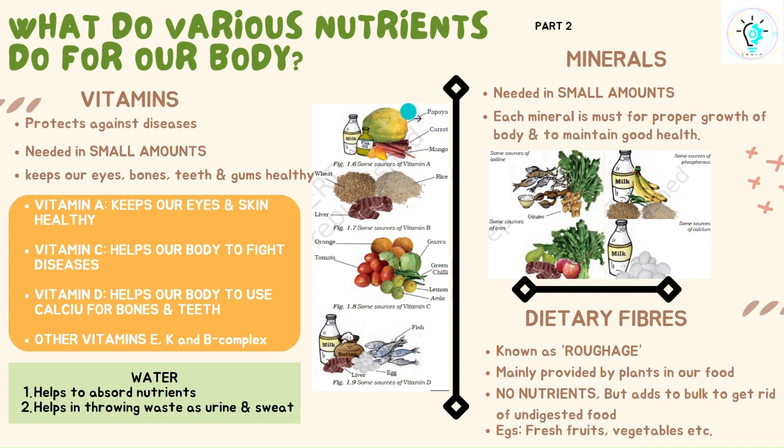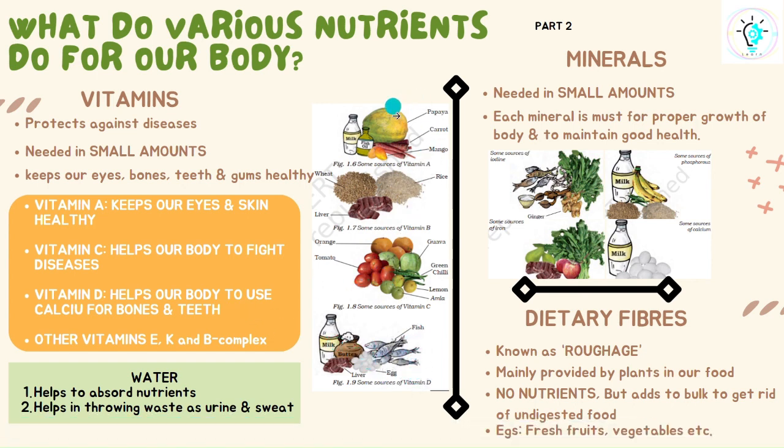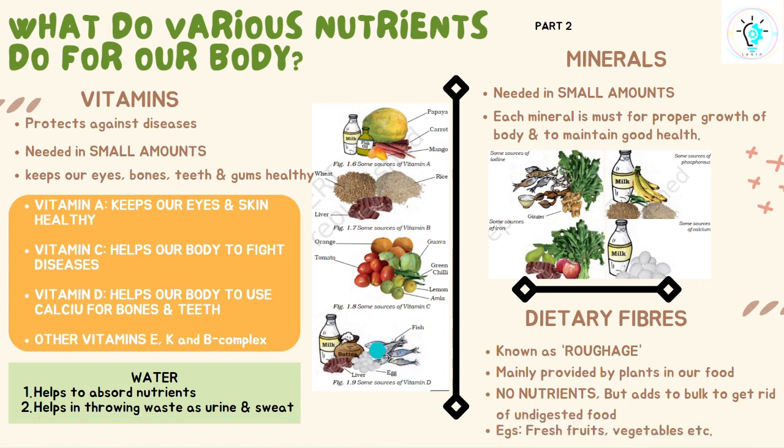Okay, there are different sources of vitamins. Vitamin A is sourced from papaya, carrot, mango, etc. Vitamin B is sourced from such food such as liver, wheat, rice, etc. Vitamin C from lemon, guava, orange, tomato, etc. And vitamin D from fish, milk, etc. Okay, vitamin A is necessary because it keeps our eyes and skin healthy. Vitamin C helps to fight against diseases. Vitamin D, on the other hand, helps to build calcium for bones and teeth. There are other vitamins like vitamin B complex, vitamin E, and vitamin K.